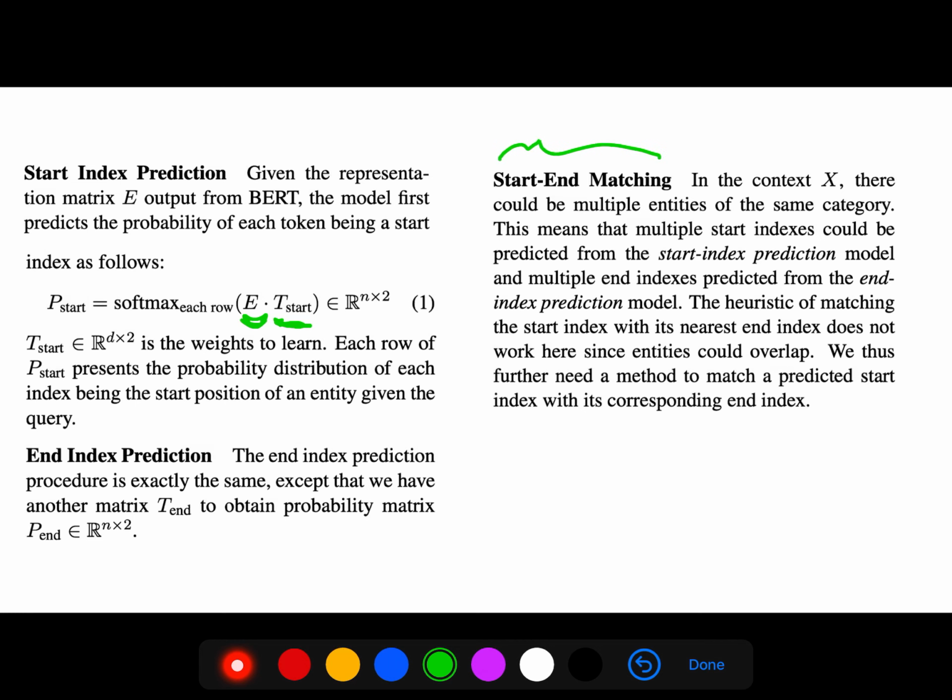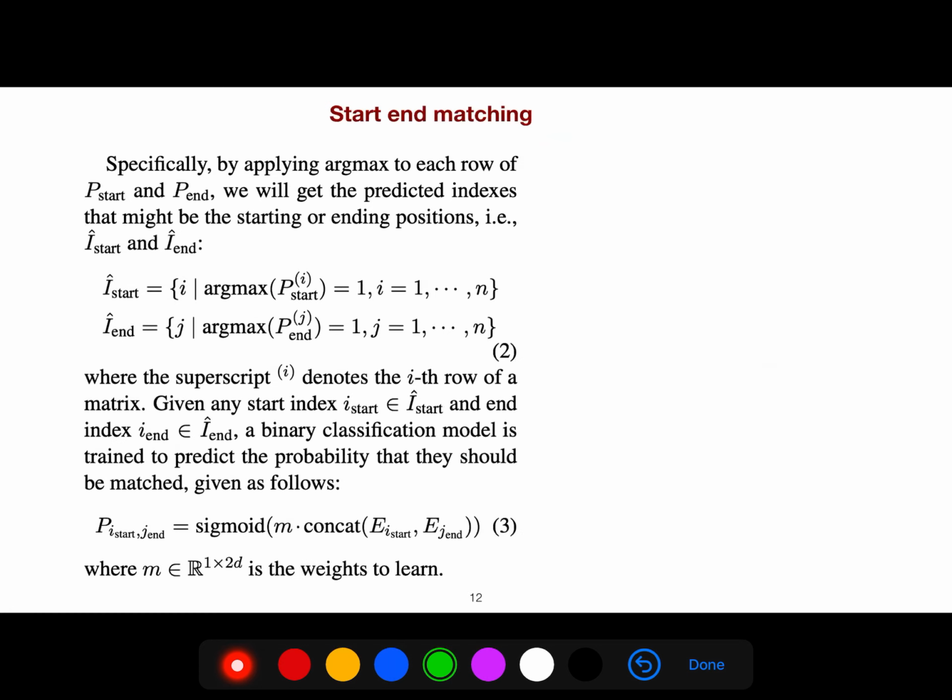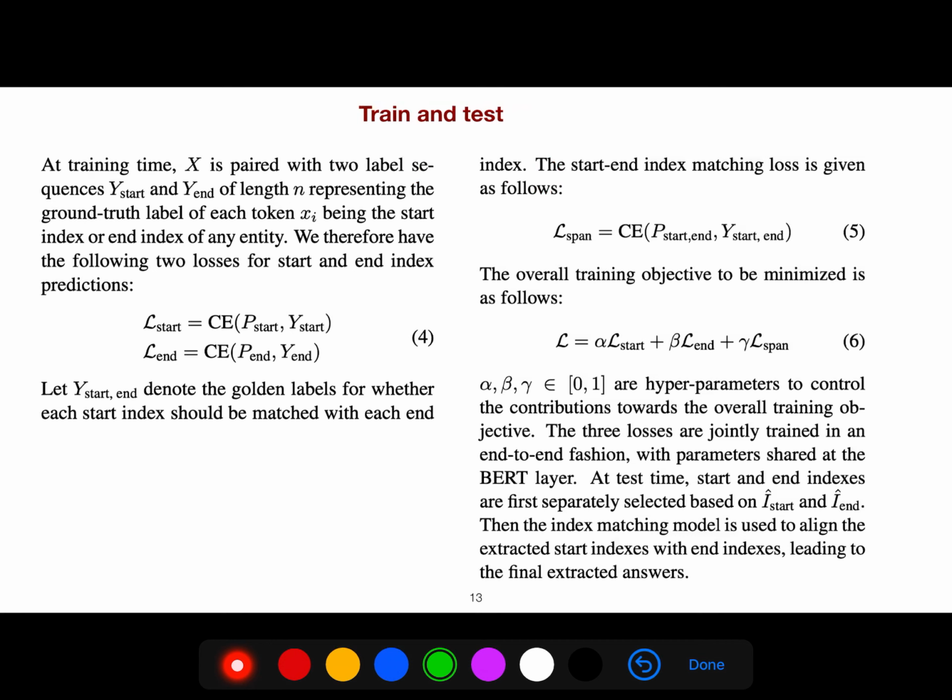But we need start-end matching because there could be multiple entities of the same category. This means that multiple start indexes could be predicted from the start index prediction model, and multiple end indexes predicted from the end index prediction model. So by applying argmax to each row of P start and P end, we will get the predicted indexes, and we can predict the probability that they should be matched. And we use cross entropy loss for both start and end, and we also need span. So there are three cross entropy losses because we know the gold answers.